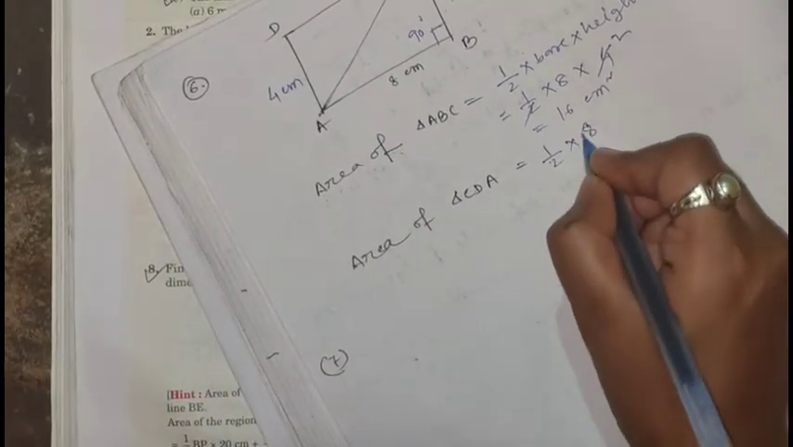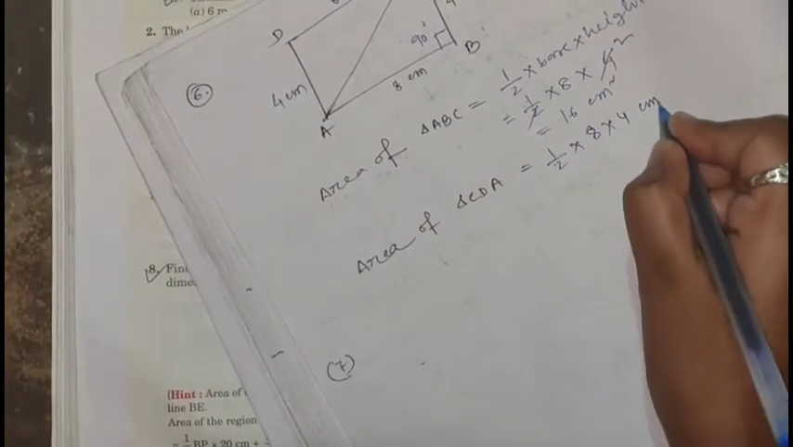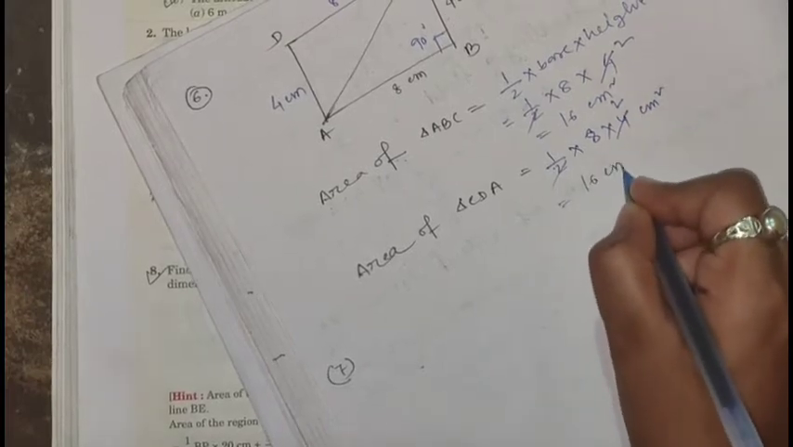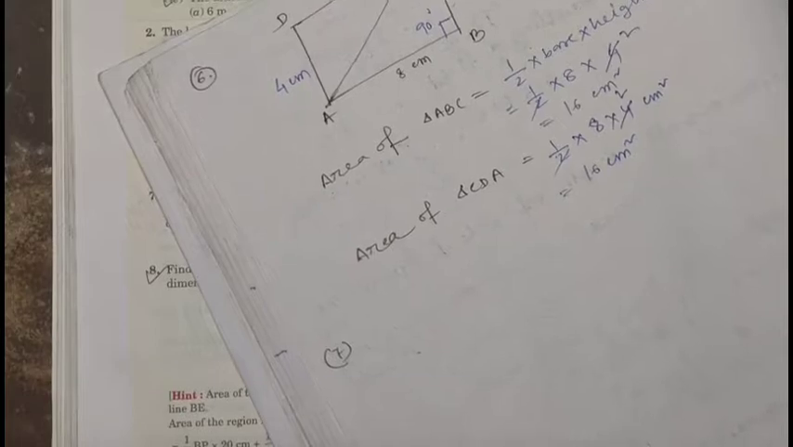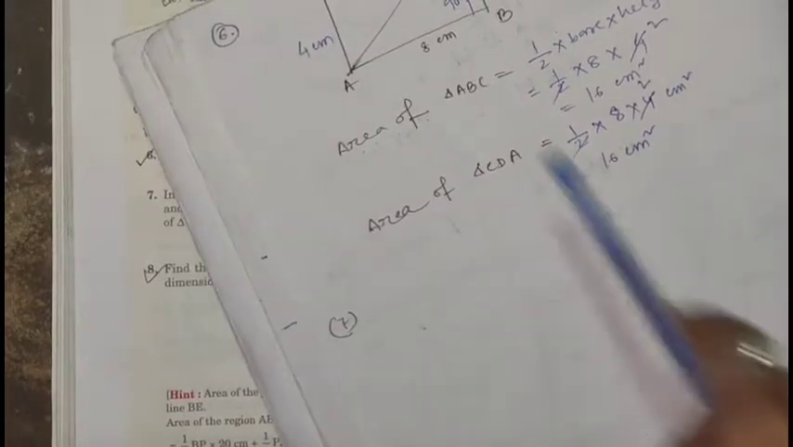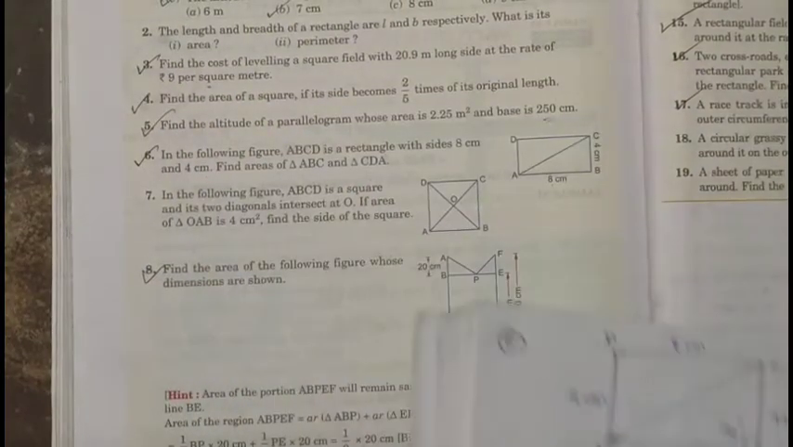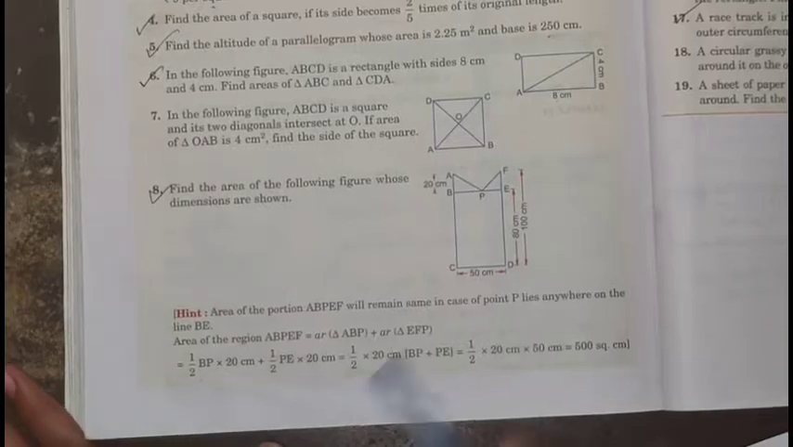And area of triangle CDA is half into base into height, that is half into base CD, height AD, centimeter square, that is 2 2s are 4. This is also 16 centimeter square. Okay, so the area of the triangle ABC is 16 centimeter square. Area of the triangle ACD is also 16 centimeter square.